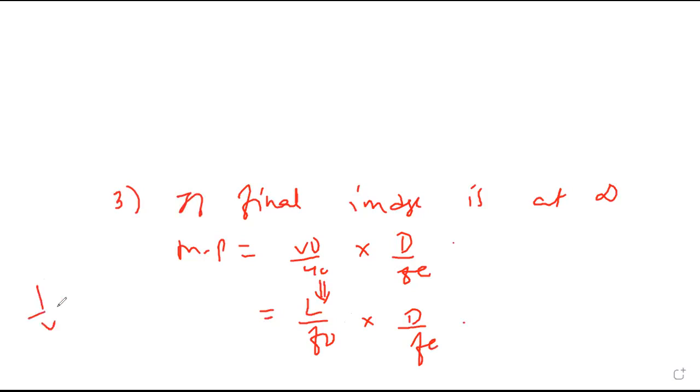How did we get this? By using 1 upon V minus 1 upon U is 1 upon F naught. So this is V naught upon U naught. When you adjust it as V naught upon U naught, then we will get the final answer as L upon F. At the end, I will explain. I will not waste time right now.